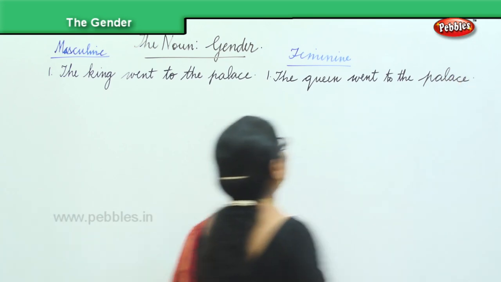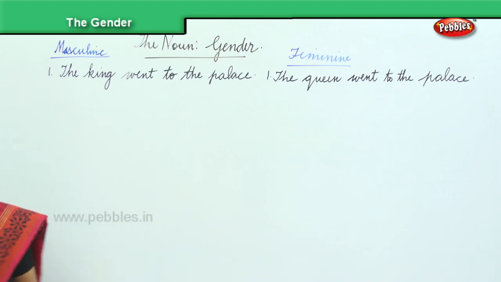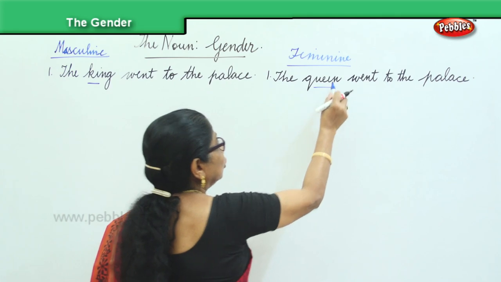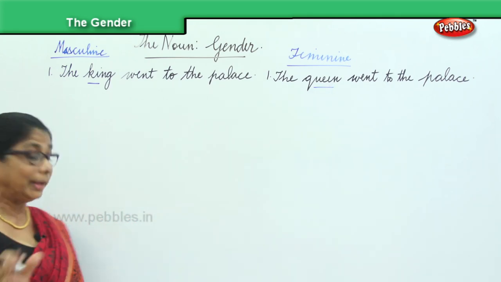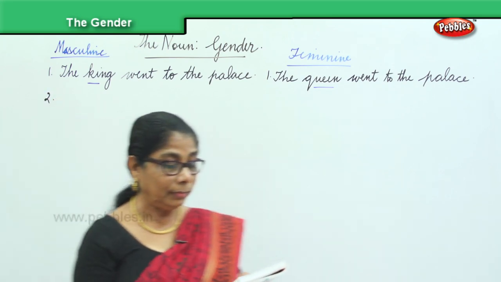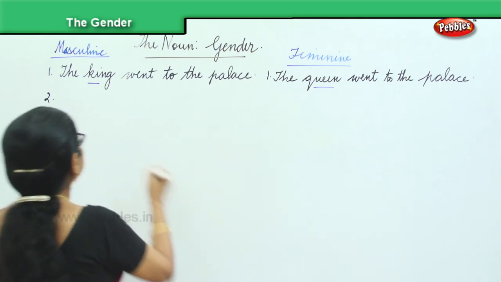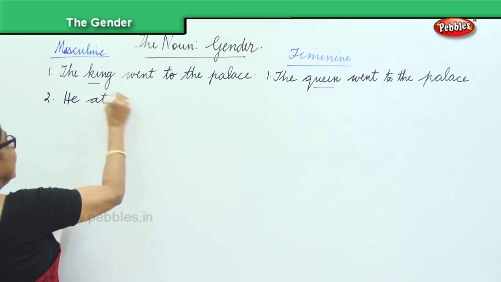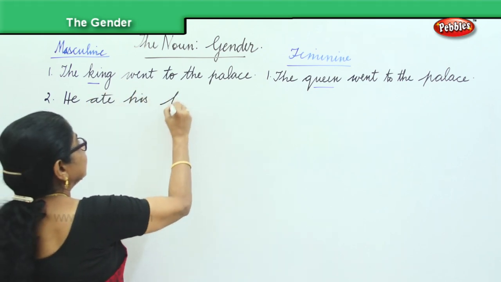So now you learned how to change. All you need to do, take the king. The king is masculine, we changed, and we put down queen. But you must remember, we have to know. Only when you know, you can change. The next one we are going to do is, he ate his breakfast.